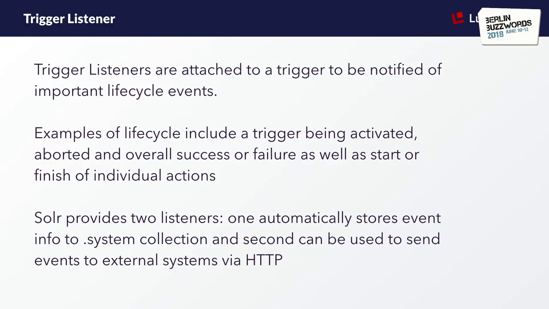Now, once this trigger was implemented, the last section was, can I act on it in different ways, right? Apart from executing the plan, can I have a listener? Can I have Solr do certain events with it? So here, trigger listeners are nothing but listeners attached to a trigger to notify important lifecycle events. Examples of a lifecycle include a trigger being activated, aborted, or overall success. So when you're moving replicas around, you will get notifications that, you know what, a node was added, started moving replicas, done or failed.